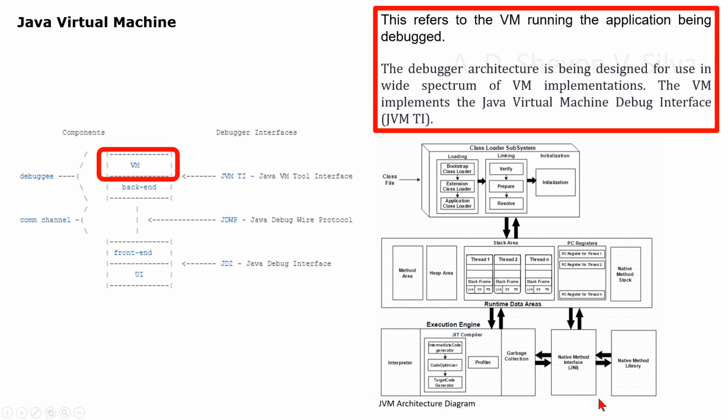Java Native Interface, JNI. JNI will be interacting with the native method libraries and provides the native libraries required for the execution engine. Native method libraries. This is a collection of the native libraries which are required for the execution engine.